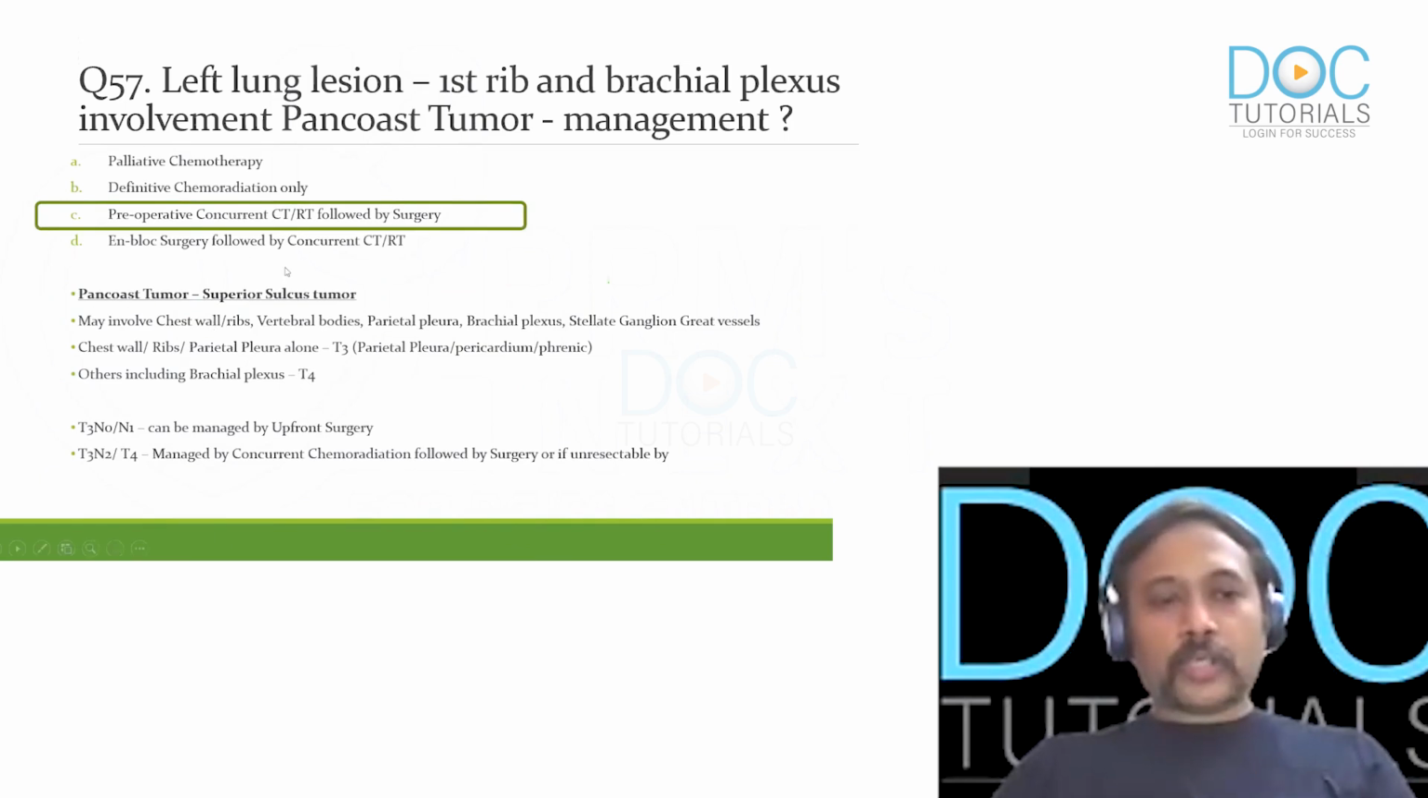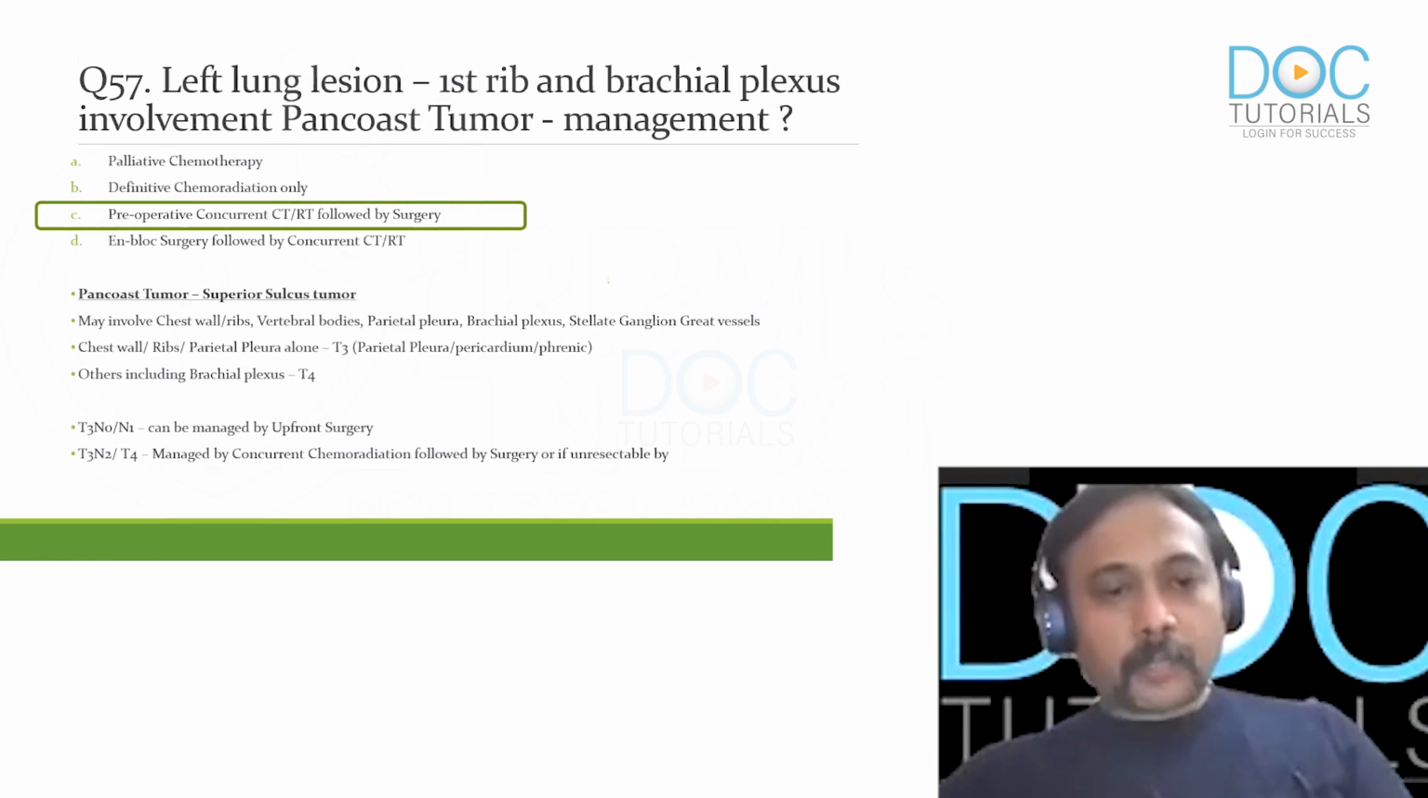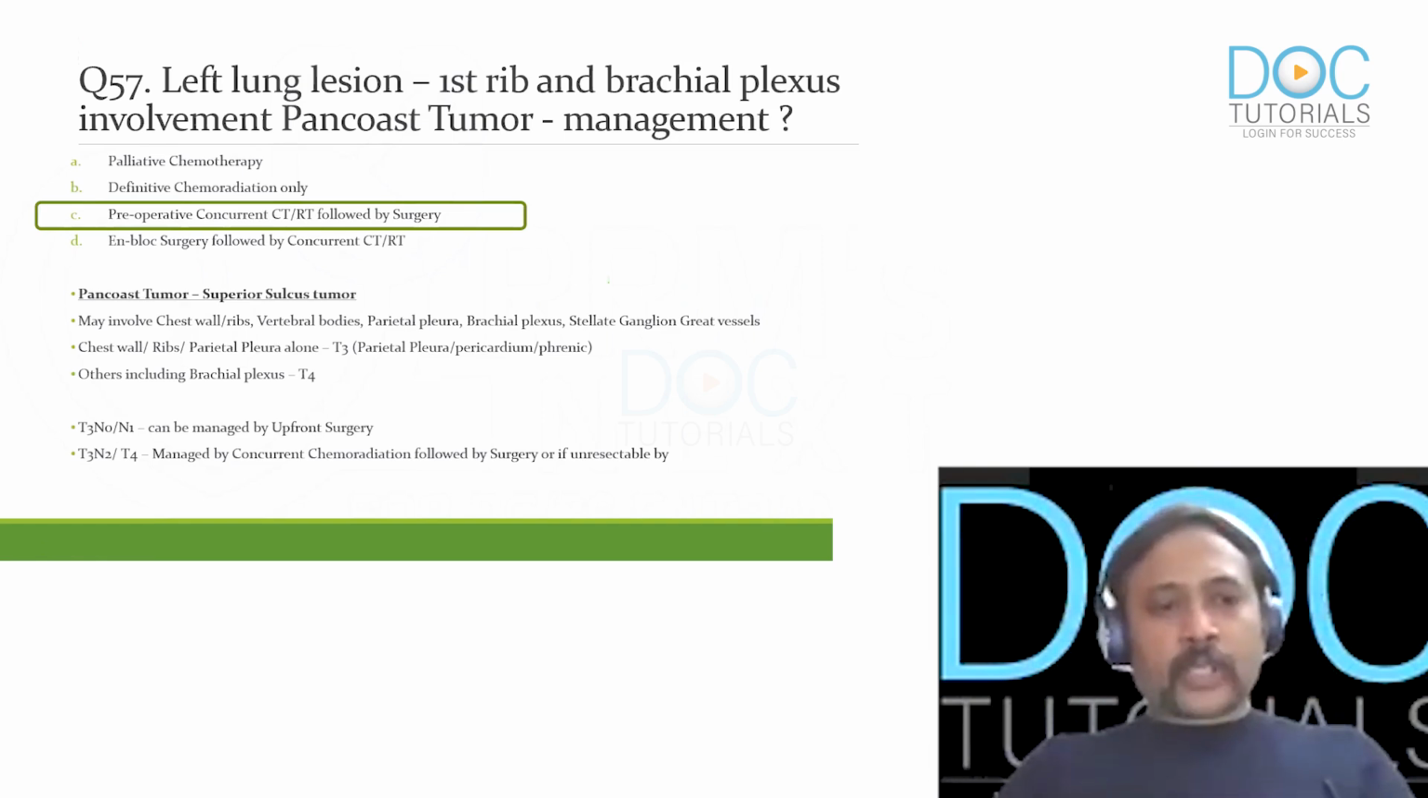So Pancoast tumor, otherwise known as the superior sulcus tumor. This is a tumor that may involve the chest wall, the ribs, the vertebra, the parietal pleura, the brachial plexus, the stellate ganglion, or the great vessels. Now, when you have involvement in something which is resectable without a major morbidity, like when you have isolated chest wall or ribs or the parietal pleura or the parietal pericardium, sometimes when it is involved, usually the superior sulcus will not get the parietal pericardium, but any of the other three is going to be there, like ribs or chest wall or the parietal pleura alone, that makes it a T3 lesion.